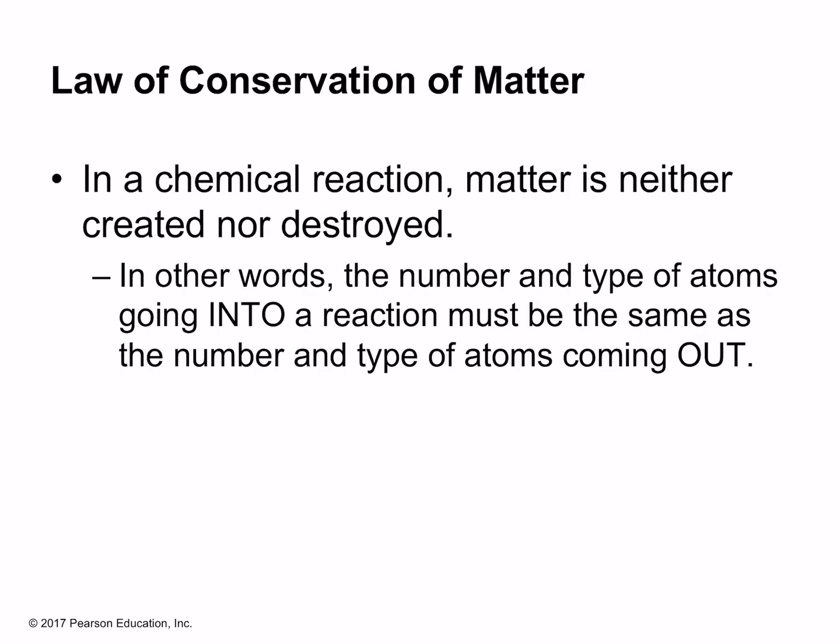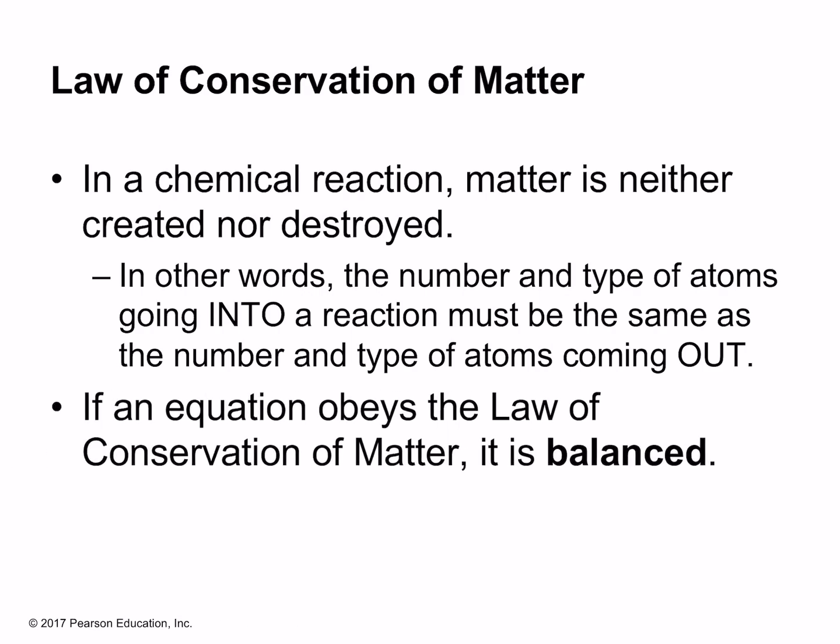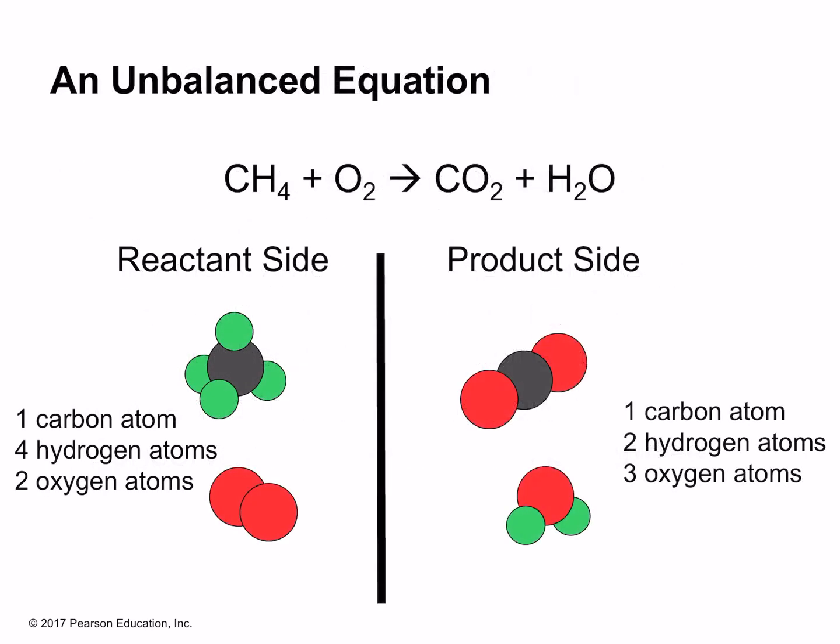Another way of saying this is that the number and types of atoms going into a reaction must be the same as the number and types of atoms coming out. So the number of each atom on the reactant side has to be equal to the number of each atom on the product side. You can't create or destroy carbon atoms or oxygen atoms along the way. So we are going to balance these chemical equations so that they obey the law of conservation of matter. If that's not clear, we're going to go through lots of examples.